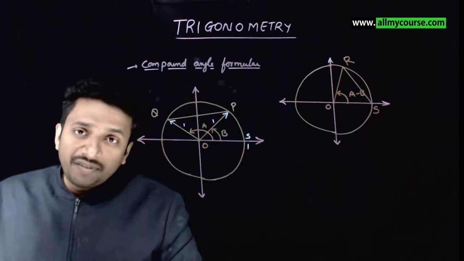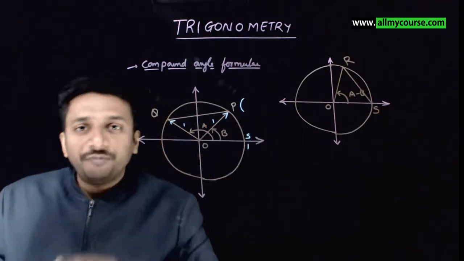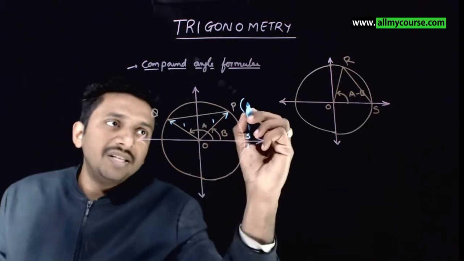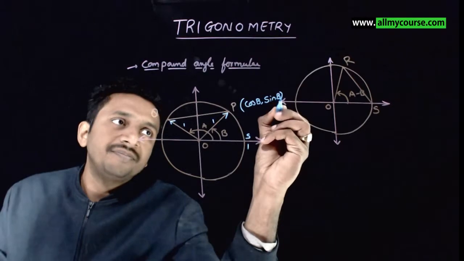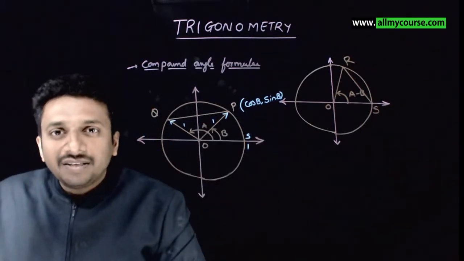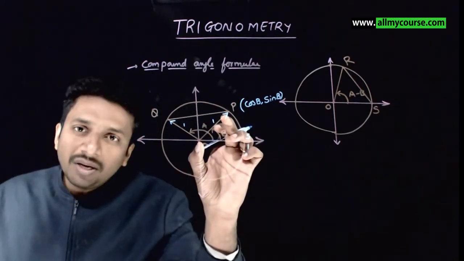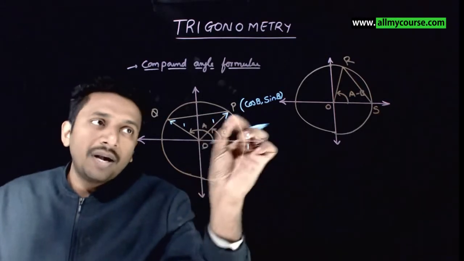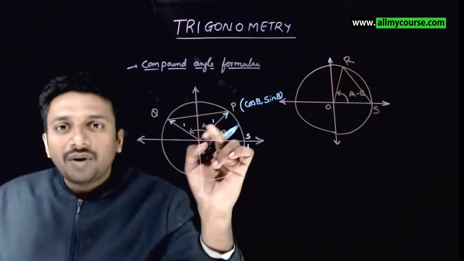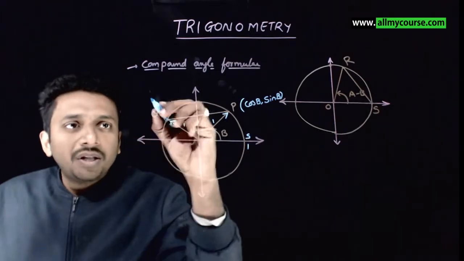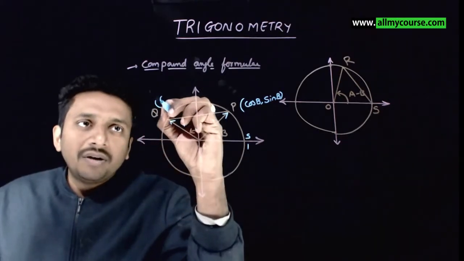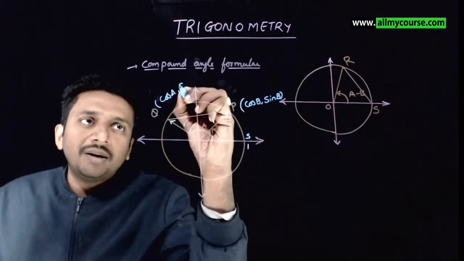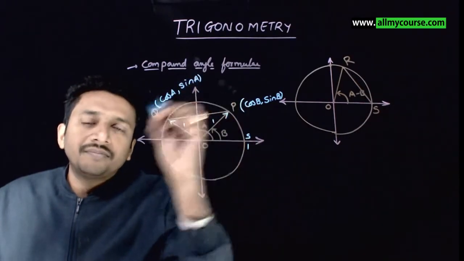So now, if that is so, what are the coordinates of P? The coordinates of P are nothing but cos B, comma, sine B, right? By the definition of sine and cos, because the radius is 1. So the x coordinate will be 1 times cos B, the y coordinate will be 1 times sine B. Similarly, what are the coordinates of Q? Because this ray is making an angle of A, the coordinates will be cos A, comma, sine A.